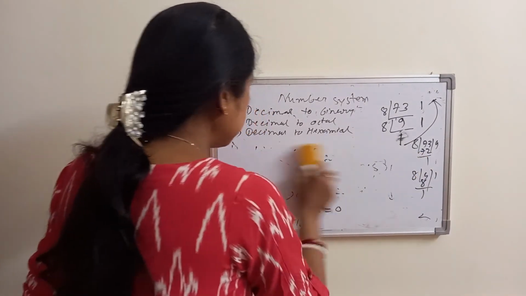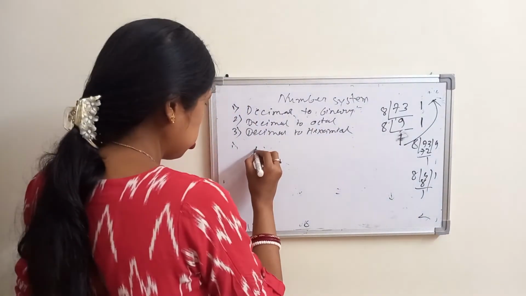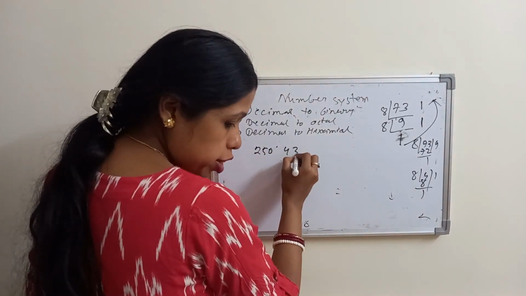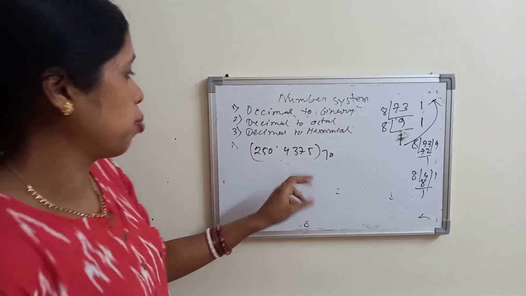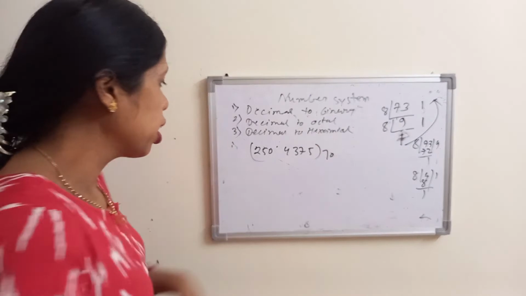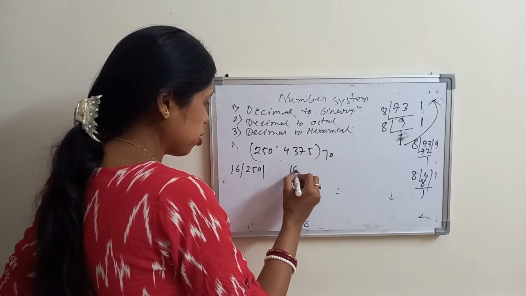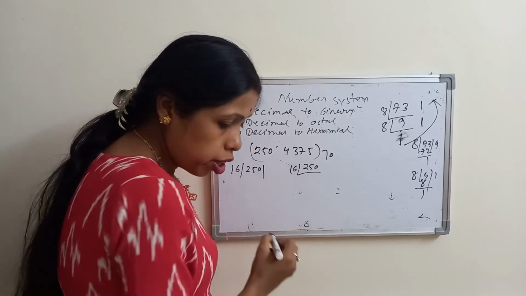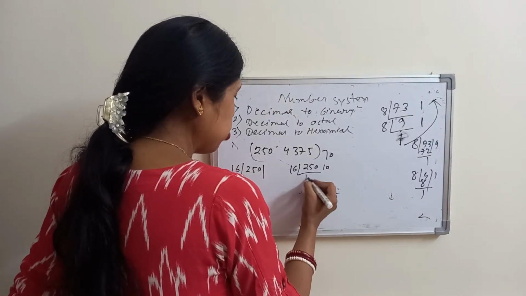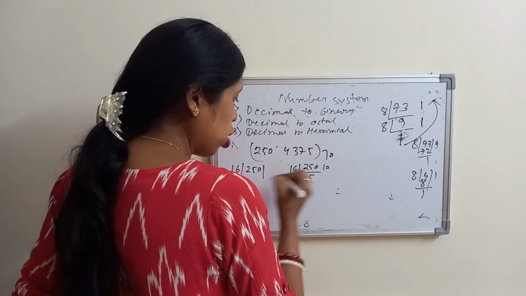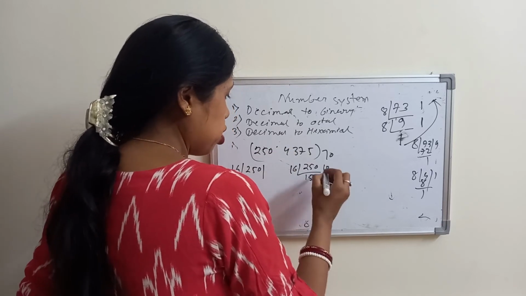The last is the decimal to hexadecimal conversion. The number is 250.4375. The same procedure applies, decimal to another number system. The base is 16, so you have to divide 250 by 16. Here you will get the remainder 10 and 15 as the quotient. You cannot divide 15 by 16, so you stop the process here.